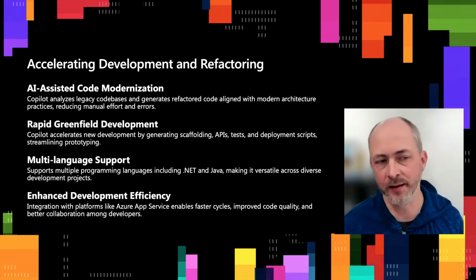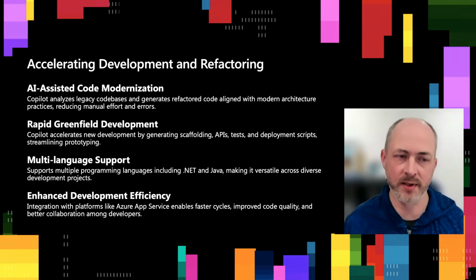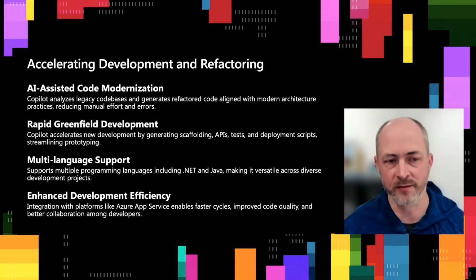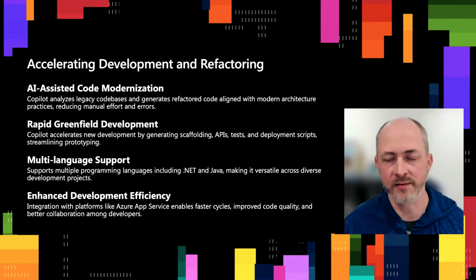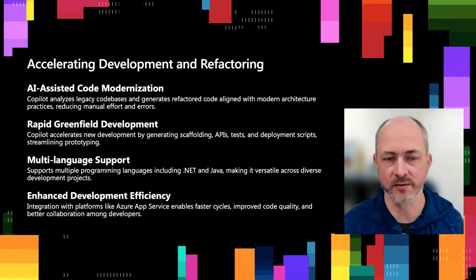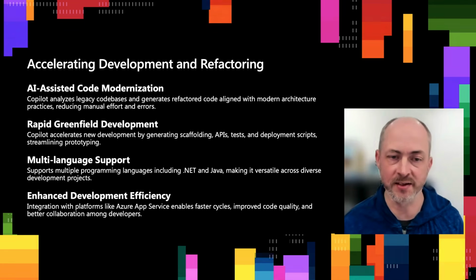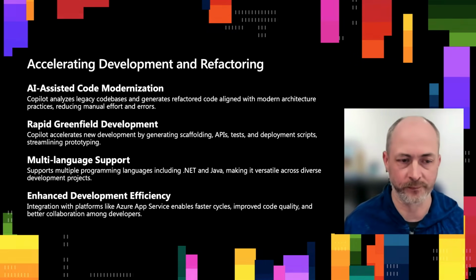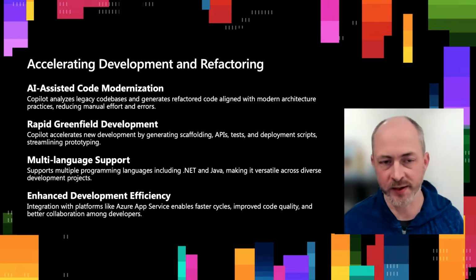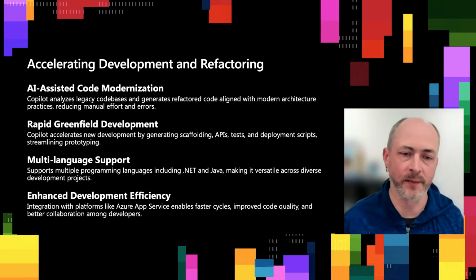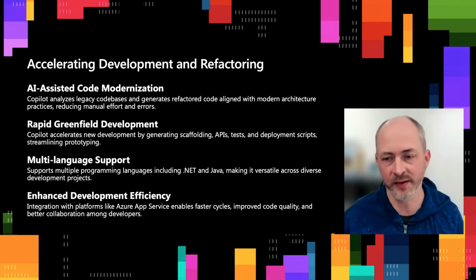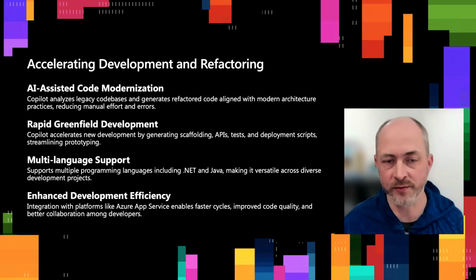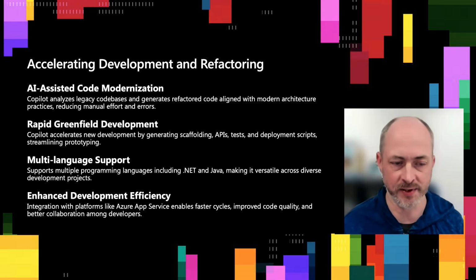It means that using GitHub Copilot, you can have extremely fast greenfield development. With the correct prompts and the correct scaffolding, we can generate new APIs, tests, deployment scripts, spin up prototypes very quickly and turn those into new applications very, very quickly. The GitHub app modernization tooling supports multiple programming languages, including .NET and Java, making it versatile across a huge raft of development projects often encountered inside enterprise environments.